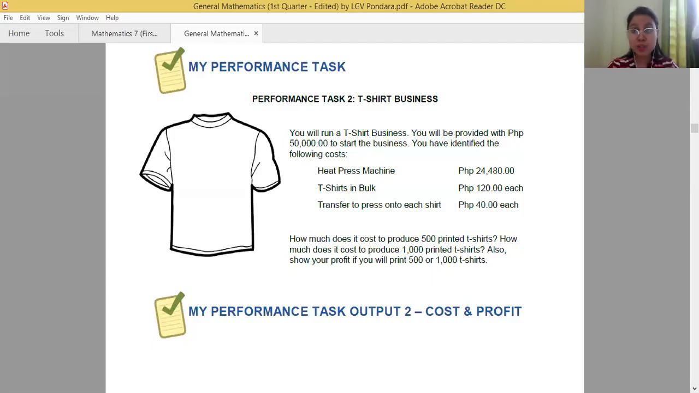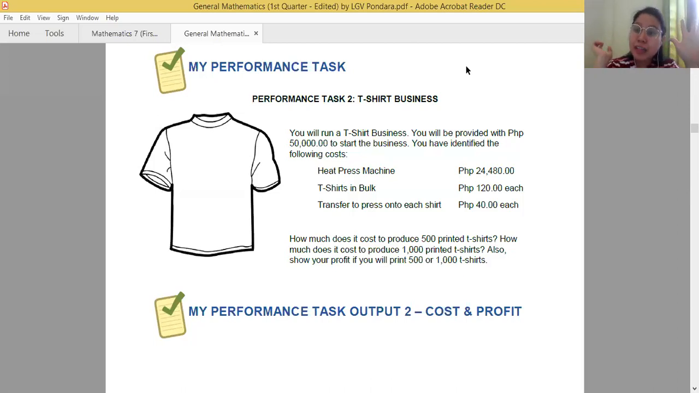Performance task number 2. This is about the t-shirt business. Now, here's a scenario. You will run a t-shirt business and you'll be provided 50,000 to start the business. So you have identified the following costs: the heat press machine, the t-shirts in bulk, and the transfer to press onto each shirt.